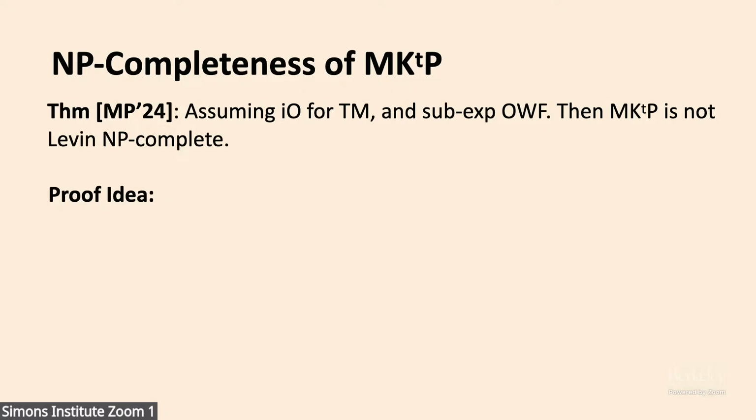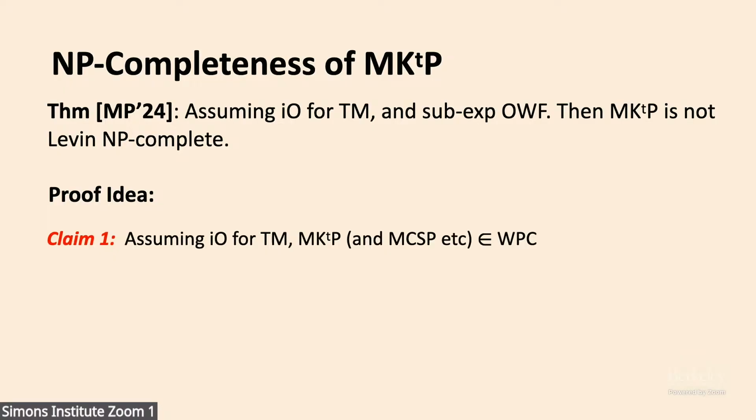Well, we're using IO here, so MKTP has it. MKTP has WPC if IO exists. Why? So what's a witness for MKTP? It's a small program. Can you take a small program and turn it into another small program? Anyone knows how to do that? Amit? Run the IO on the program, and you get a different witness that's indistinguishable.